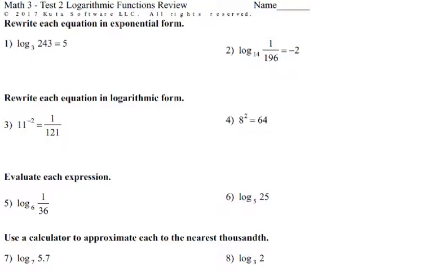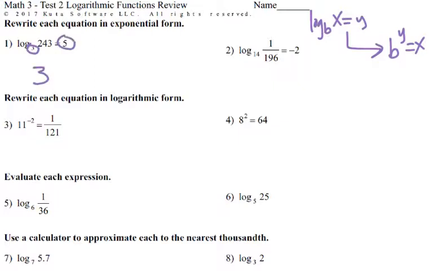Alright? So 1 through 4, we are simply just rewriting them. And remember, from the log format, log base b of x equals y, the exponential form just becomes b to the y equals x. So for 1 through 4, that's all we're doing. So my base of 3, so I go 3 to the 5th equals 243. Okay, and that's my answer.